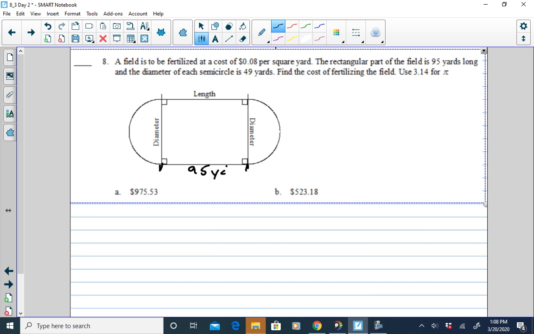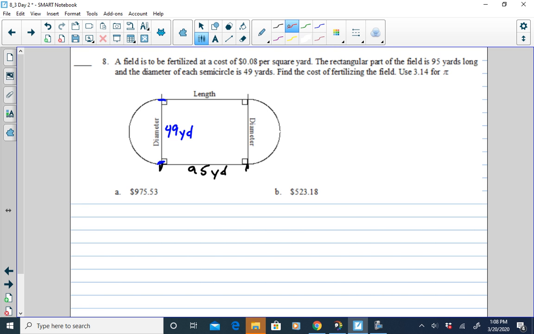All right, so if we read carefully, we're told the distance from here to here is 95 yards. We're told that the diameter of each semicircle, so the distance from here to here, is 49 yards. So we have to find the area of two different figures. Area 1, we'll call that the area of the rectangle, so I'm going to highlight that in red. But then area 2, we're going to do in green. Area 2 are your two semicircles here.